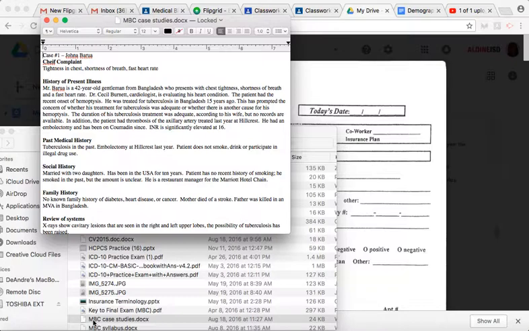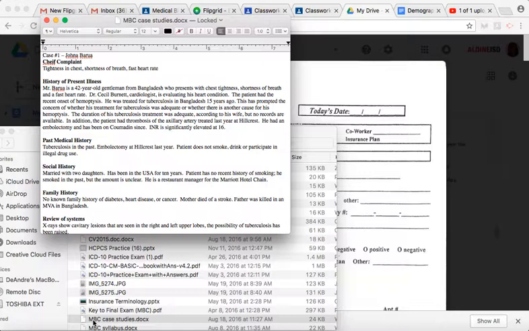In addition, the patient had thrombosis of the axillary artery treated last year at Hillcrest. He had an embolectomy and has been on Coumadin since. INR is significantly elevated at 16. His past medical history is tuberculosis in the past, embolectomy at Hillcrest last year. Patient does not smoke, drink, or participate in illegal drugs.